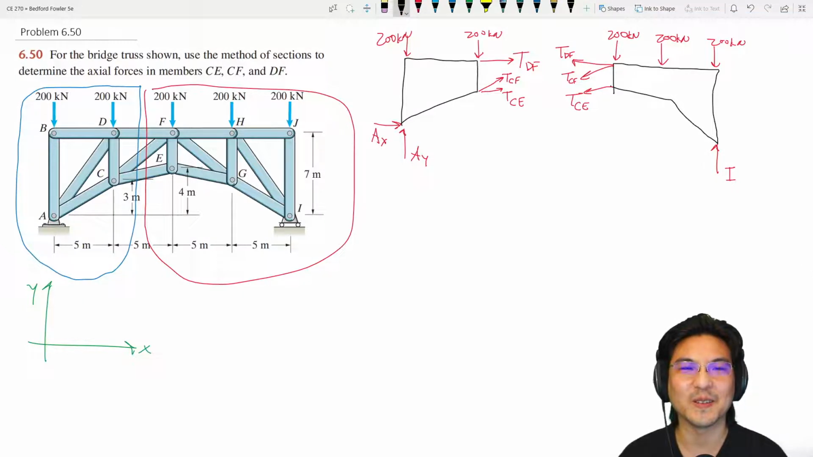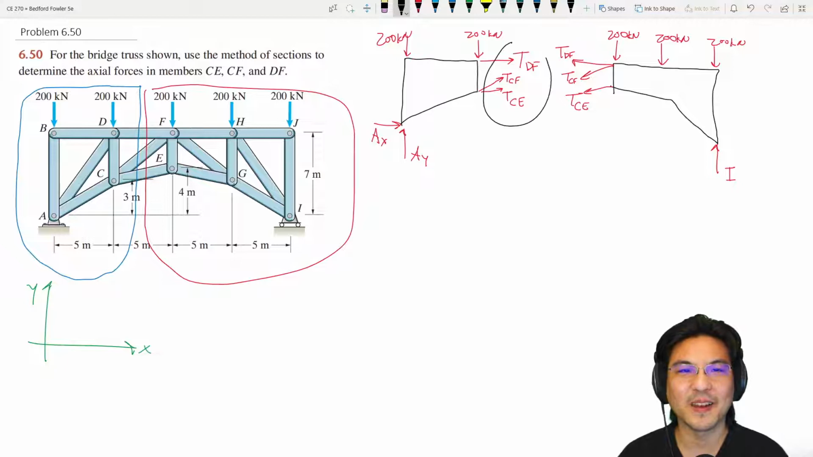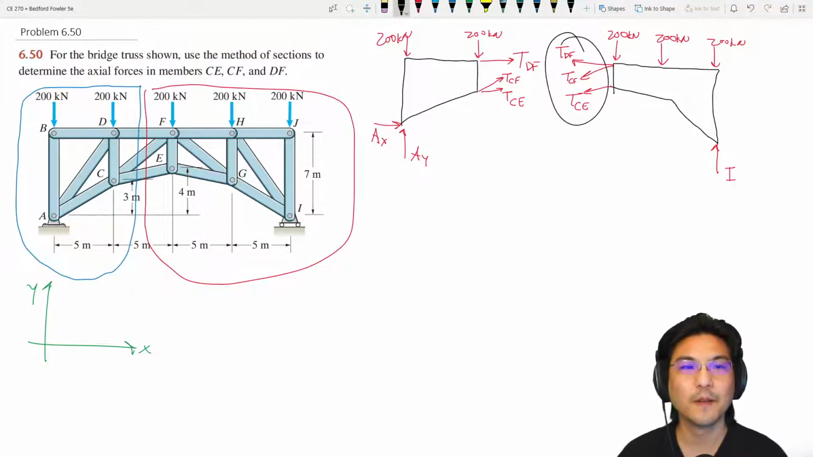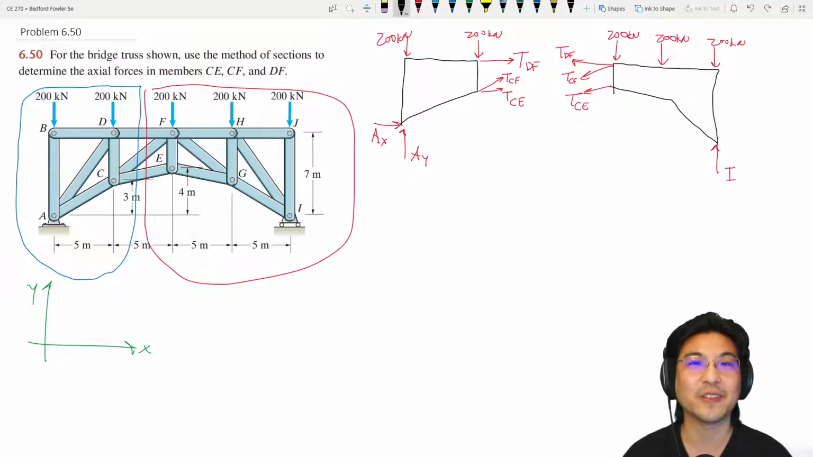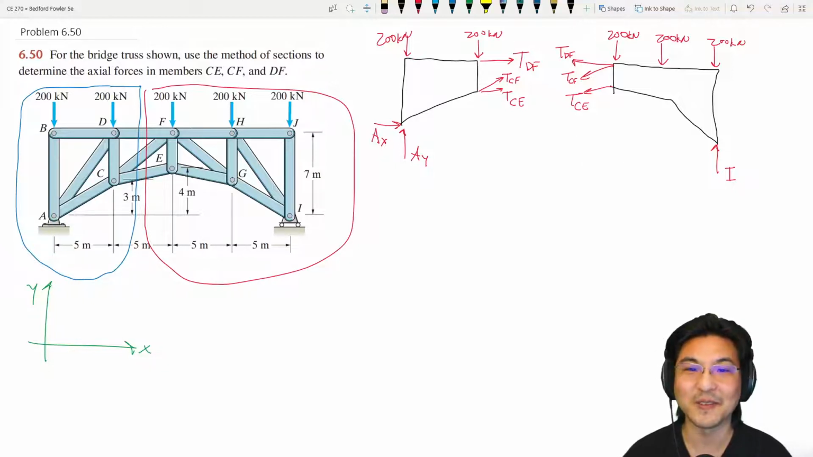But I already see an issue. In the left section, I have 1, 2, 3, 4, 5, 6, 7 forces. The right section I have 7 forces, but then I have 5 unknowns here, 4 unknowns here. No matter which section I pick, I have 4 or 5 unknowns. But then at most, I can write 3 equations. So I can't get away with solving this with only those 3 equations. I'm going to have to do something else.